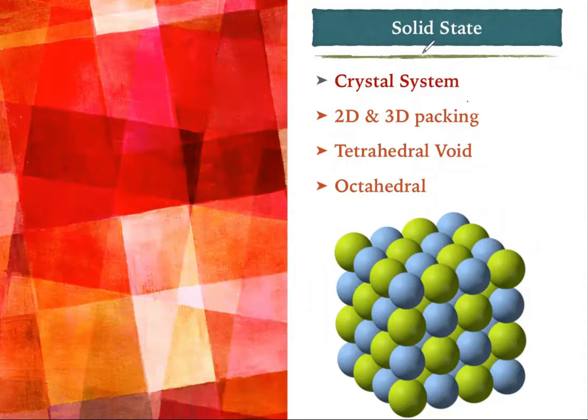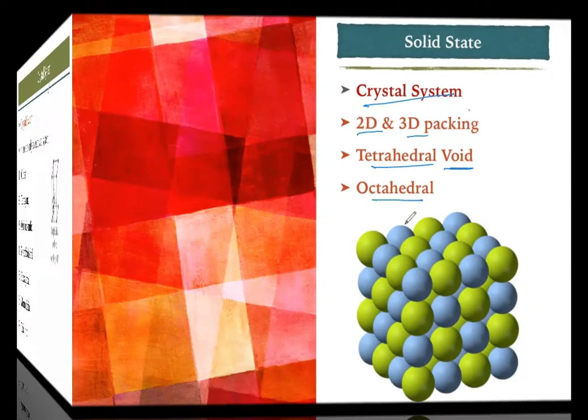In this video lecture, we'll talk about the next part of solid state. The subtopic that we are going to discuss is the crystal system. Next, we'll discuss the 2D and 3D packing, that is two-dimensional and three-dimensional packing. Next, we'll discuss some voids, and voids are nothing but empty space. There are two types of voids: one is the tetrahedral void, and the other is the octahedral void. This picture shows the arrangement of atoms in a three-dimensional system. So without a doubt, let's start.